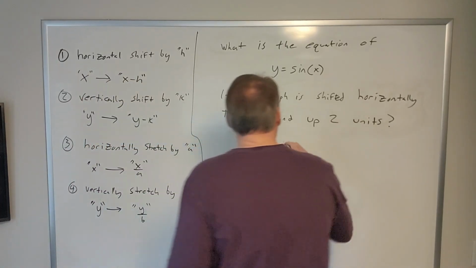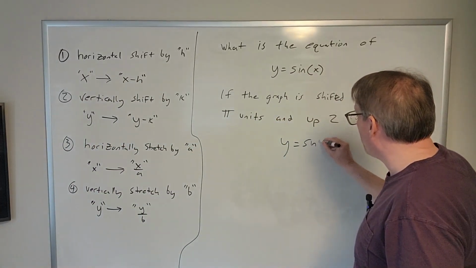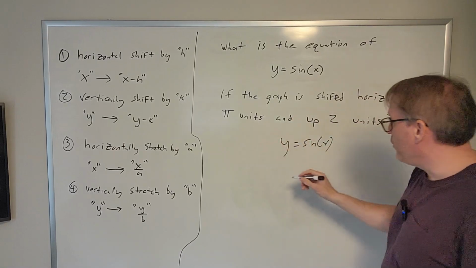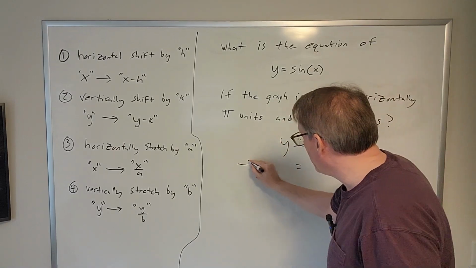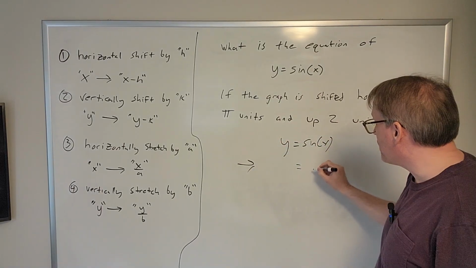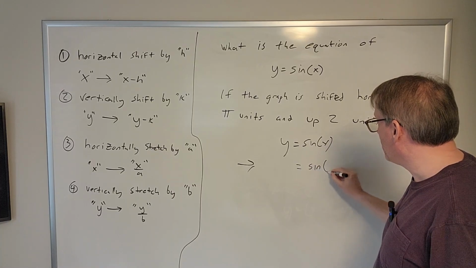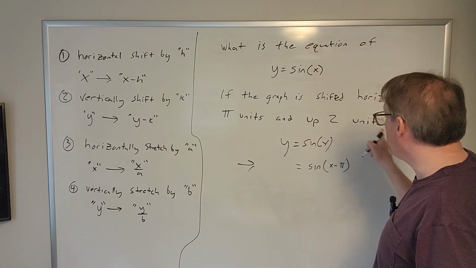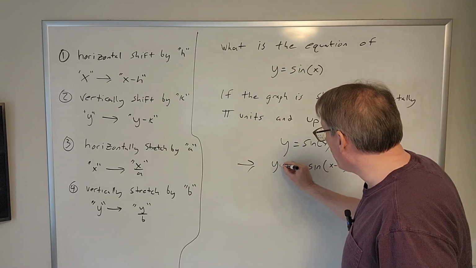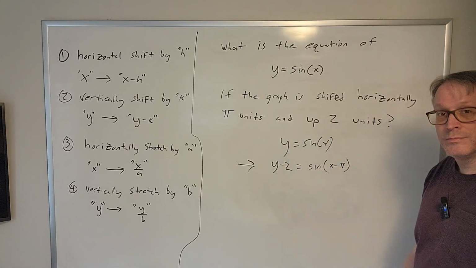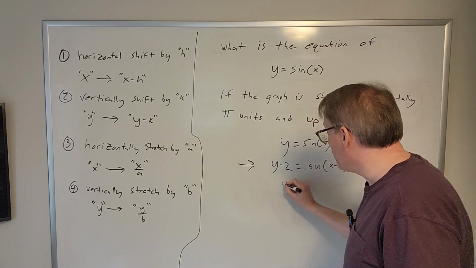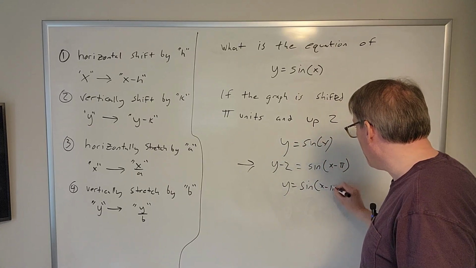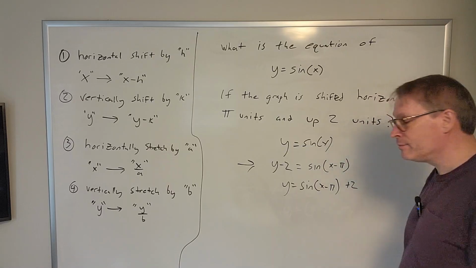Well, again, we have y equals sine of x. Let's start messing here. Horizontally pi units. That means every time you see an x, you're going to replace it with x minus pi. And then up 2 units, every time you see a y, replace it with y minus 2. So now this becomes, if you add 2 to both sides, y equals sine of (x minus pi) plus 2.